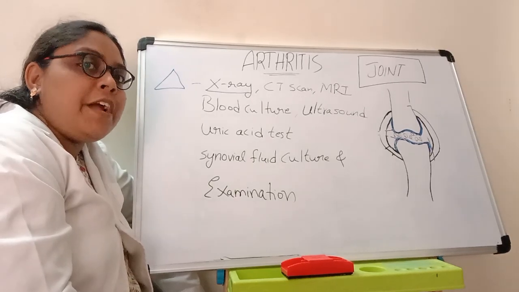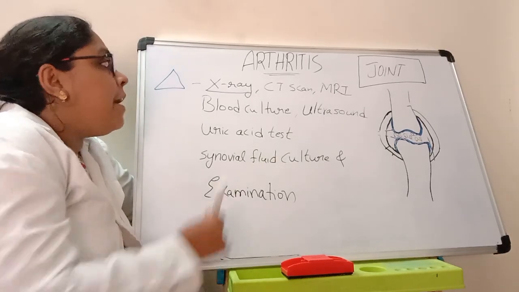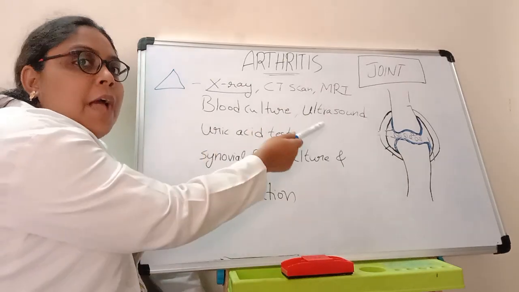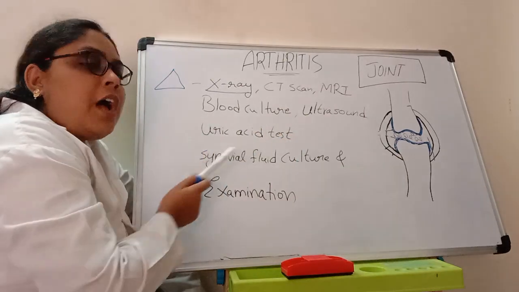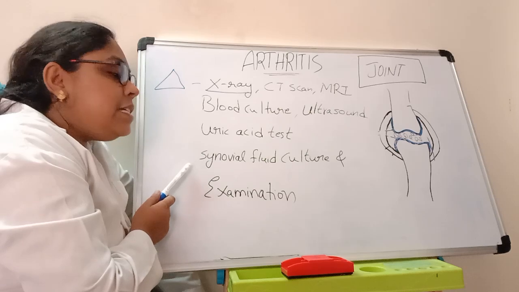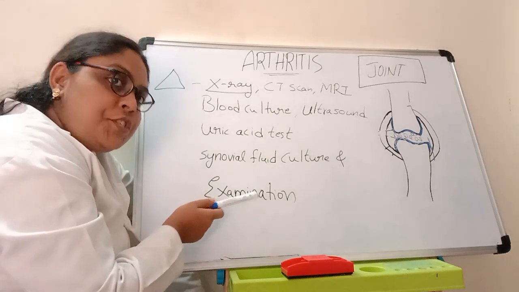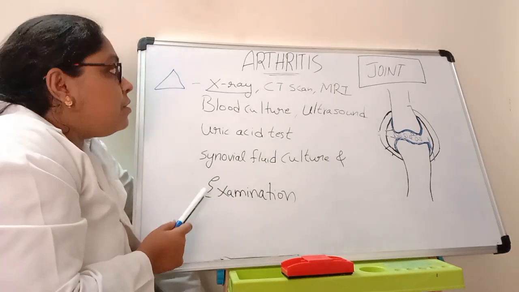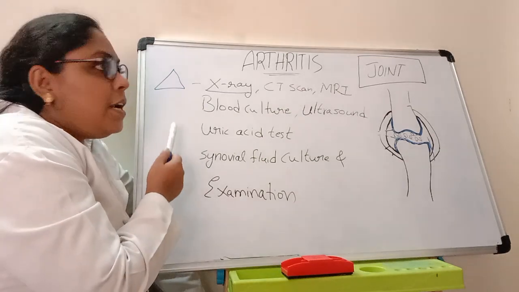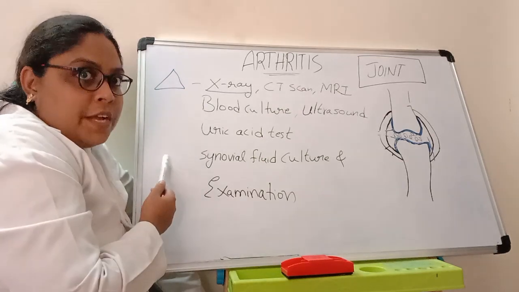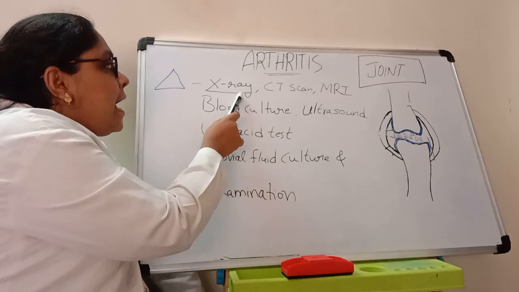The diagnostic findings of arthritis are X-ray, CT scan, MRI, blood culture, ultrasound, uric acid test, synovial fluid culture, and examination. So we'll discuss in detail what are the parts visualized by this type of diagnostic findings. The first one is X-ray.